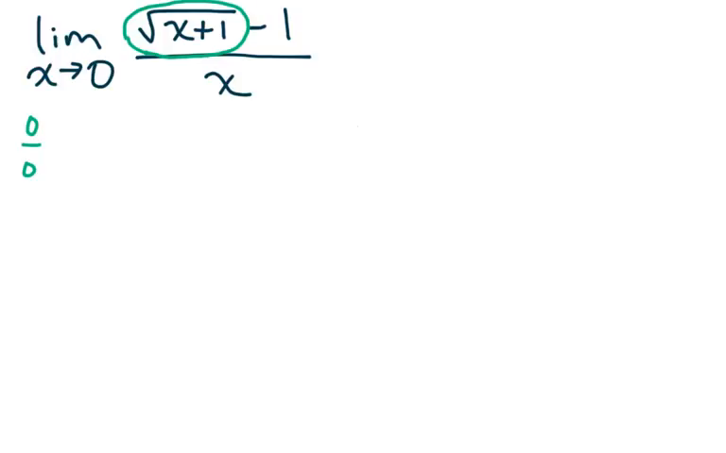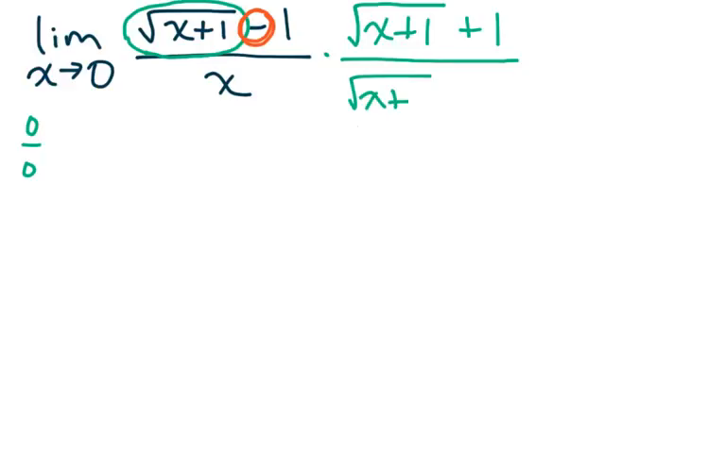So what we do, just like before, is multiply by 1, but this is going to be a little messier. We're going to take the conjugate of the piece with the square root in it. Remember, conjugate means we just take that middle sign and change it. So we're going to say square root of x plus 1 divided by square root of x plus 1 plus 1. And again, we're just multiplying by 1, so we're not changing the value, just how it looks.